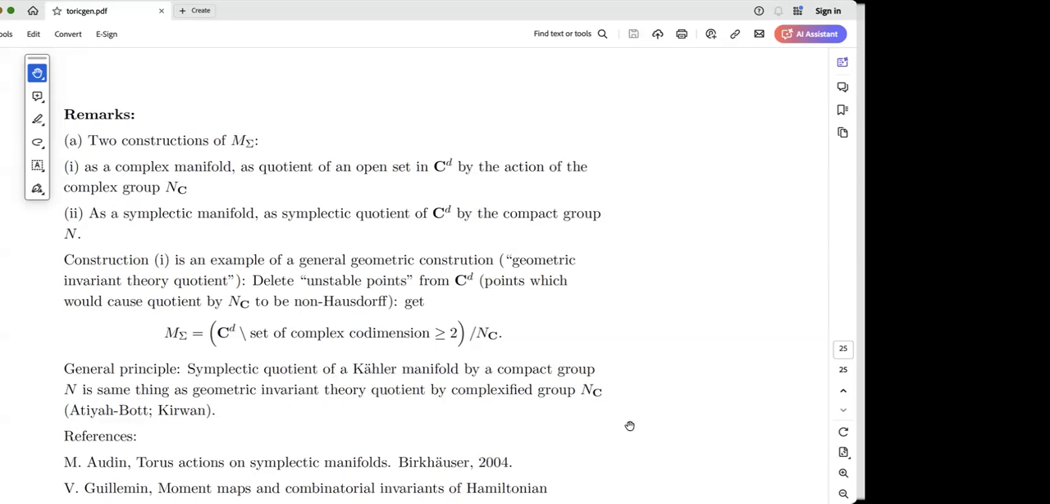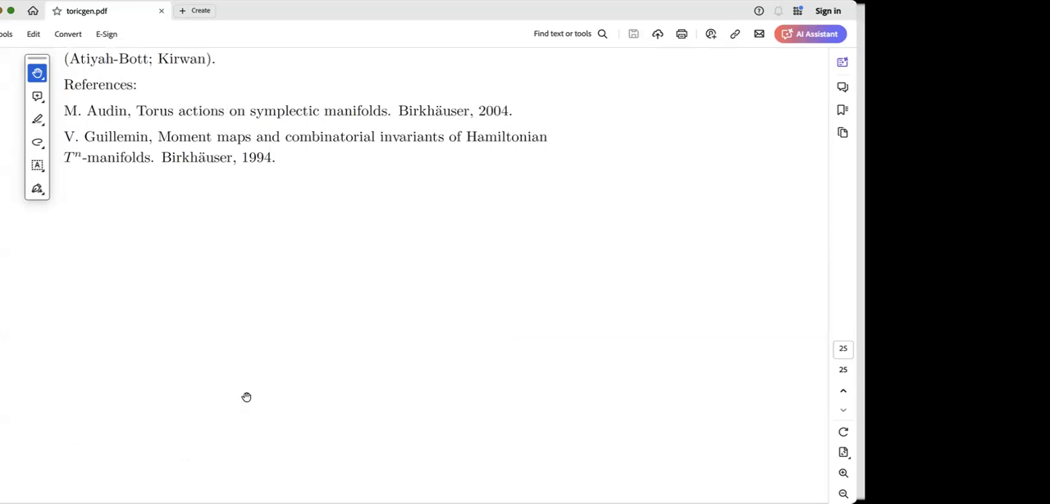So the main references that I've been using are Michèle Audin, Torus Actions on Symplectic Manifolds, this is 2004, and also Victor Guillemin, Moment Maps and Combinatorial Invariants of Hamiltonian T^n-Manifolds, this is Birkhäuser, 1994. So I'll stop there.